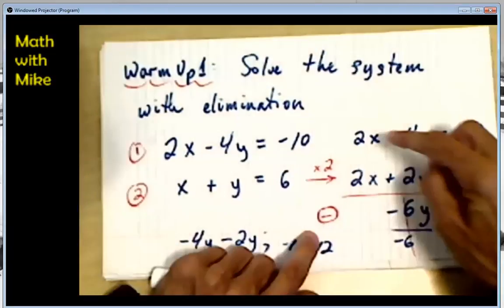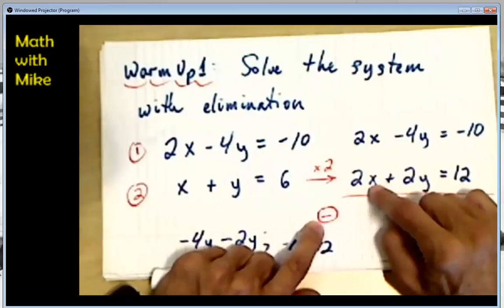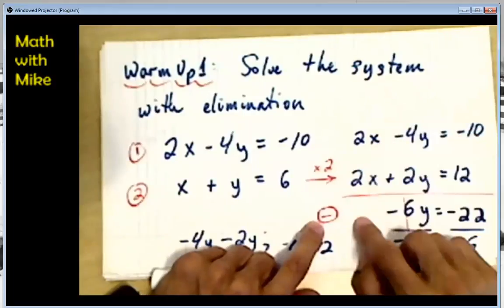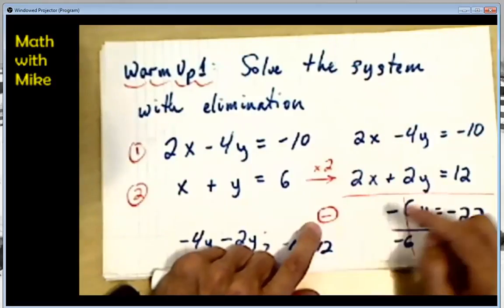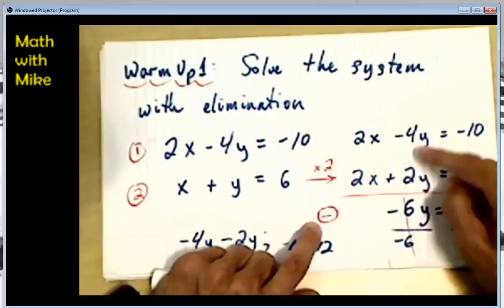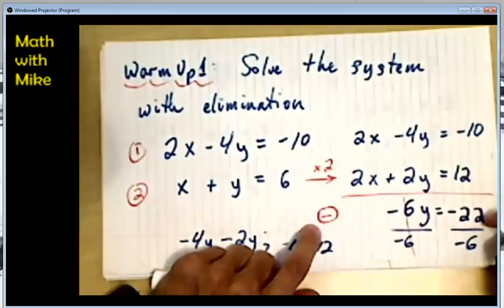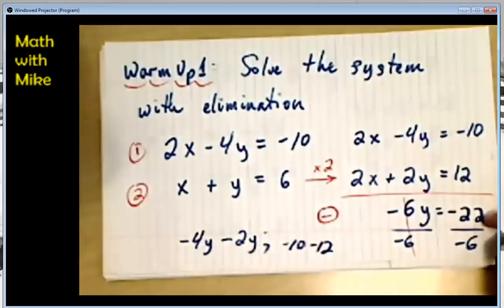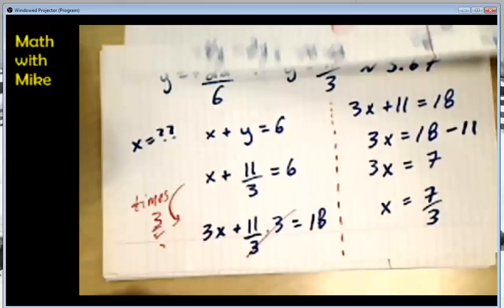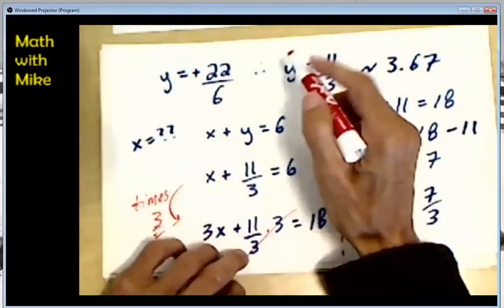If you go 2x plus 2x, that gives you 4x. It's not eliminated. If you go 2x minus 2x, then it's gone. Okay, so that's the way you want to do it. But when you're subtracting negatives and stuff, you got to watch. So you get minus 4x, subtract 2 gives us minus 6y. These subtract, you get minus 22, divided by minus 6, which gets us over to the other page where we solve for y, which is, yeah, a fraction. Kind of weird, but that's life sometimes.